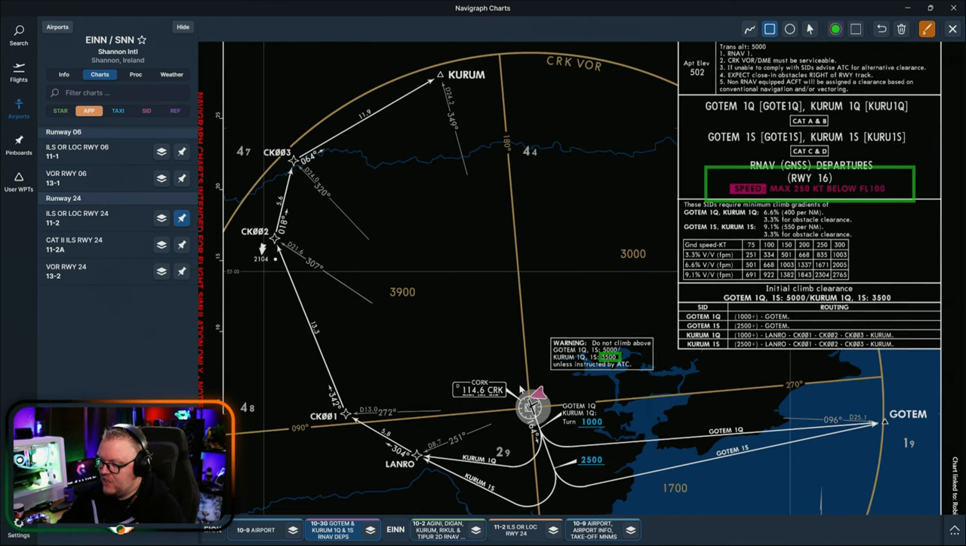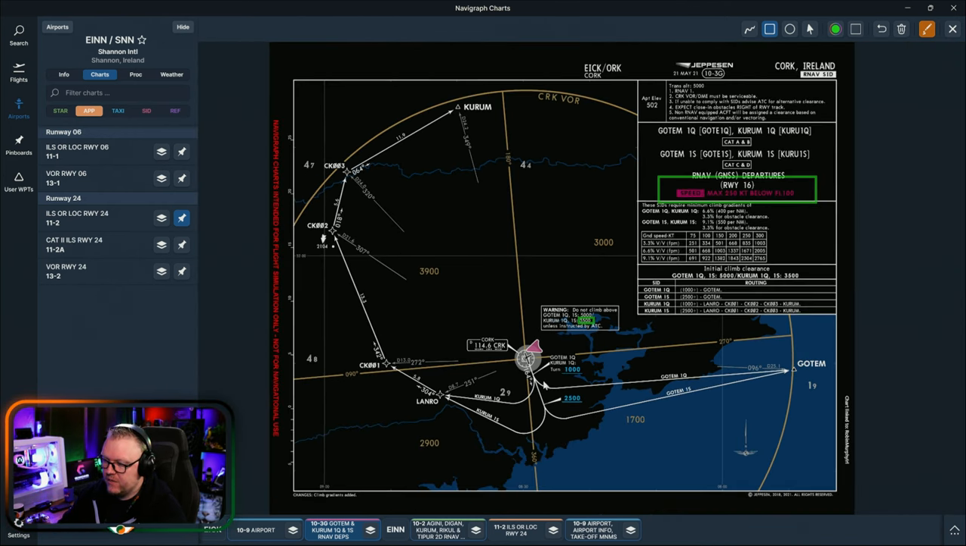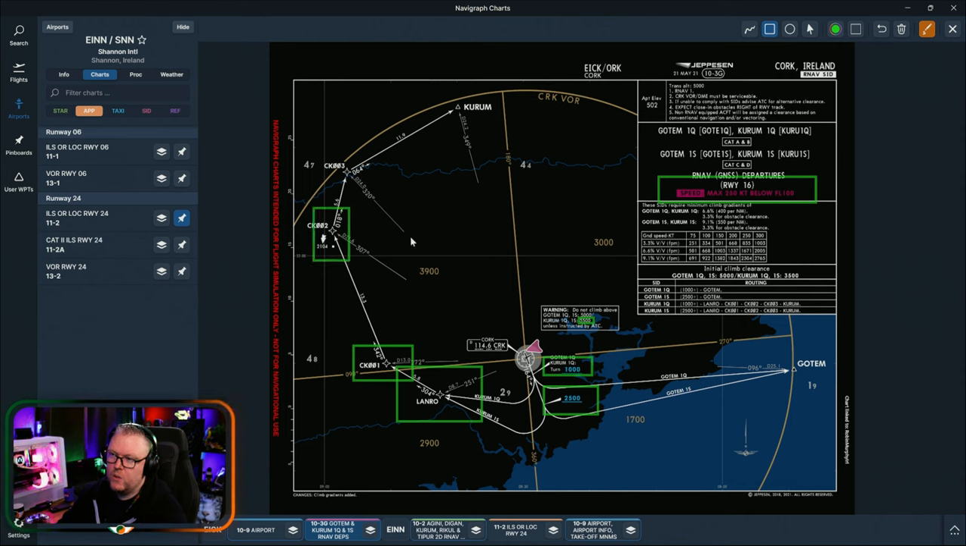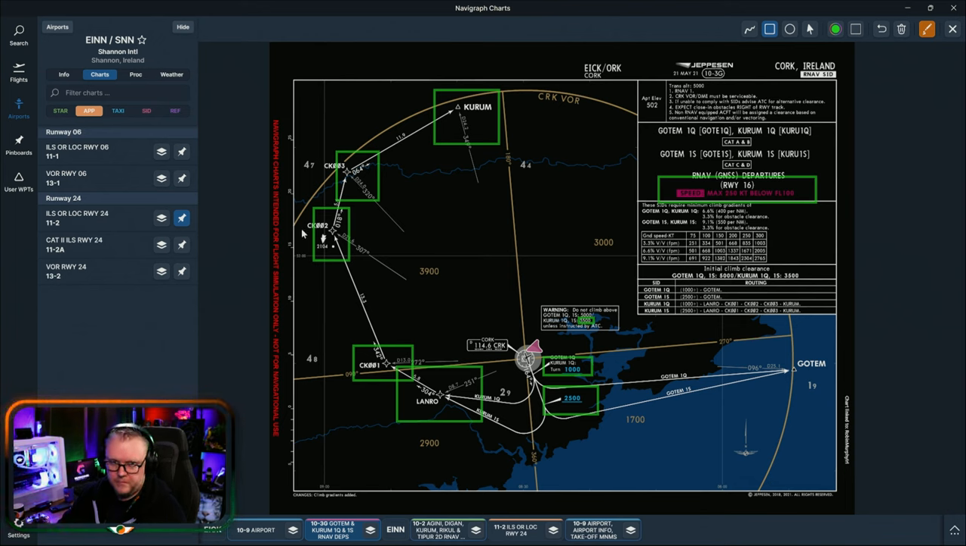Well, you'll see here on initial takeoff, we have altitude restrictions all the way around, right? So you have here Curramone Quebec at 1,000 feet, at 2,500 feet. Then we do our turn. Then we get to Lanro. Then we continue on to CK1, CK2, CK3, and then Curramone. We don't have altitude restrictions along here.